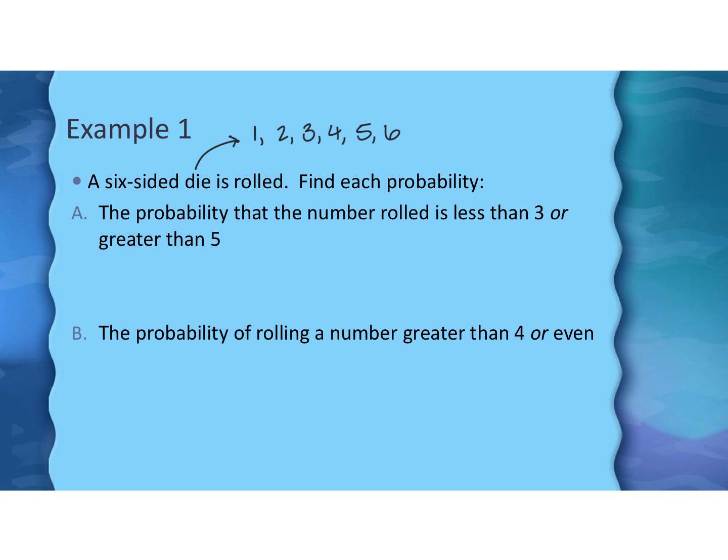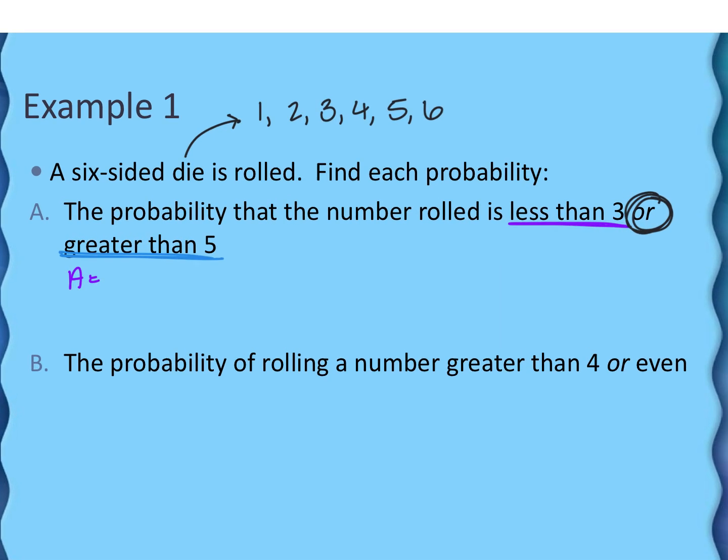So, what do I have? I have 2 events. Something that is rolled less than 3. It's going to say or, and then I have to find greater than 5. So, looking at these, let's go ahead and find these. So, event A, we said A is less than 3.